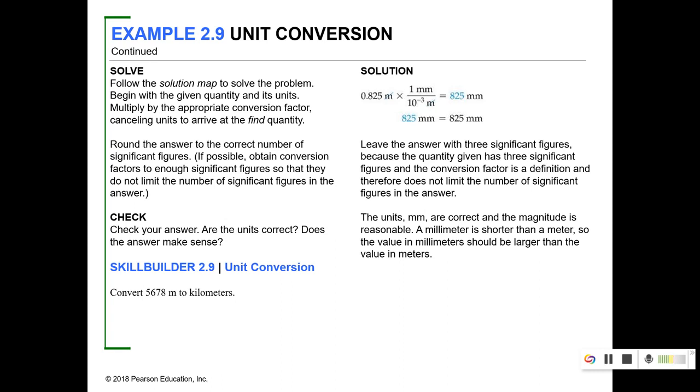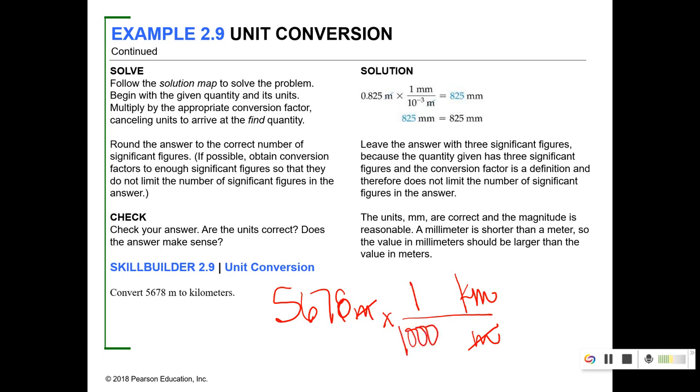Let's do another one to kilometers. So I've got 5,678 meters. Meters still goes on bottom. Kilometers goes on top because it's got to cancel. In 1 kilometer, there's 1,000 meters. So this time I'm dividing by 1,000. So I've got 5.678 kilometers.